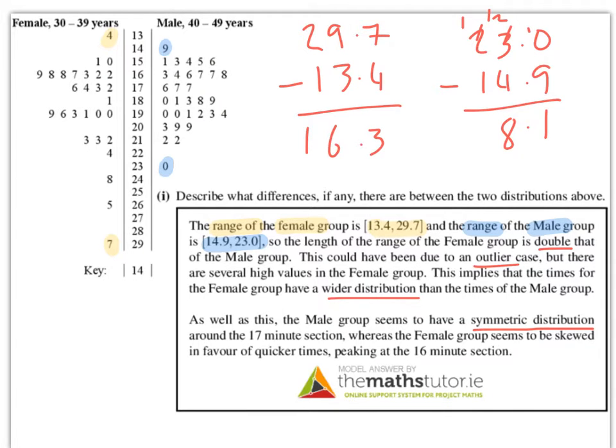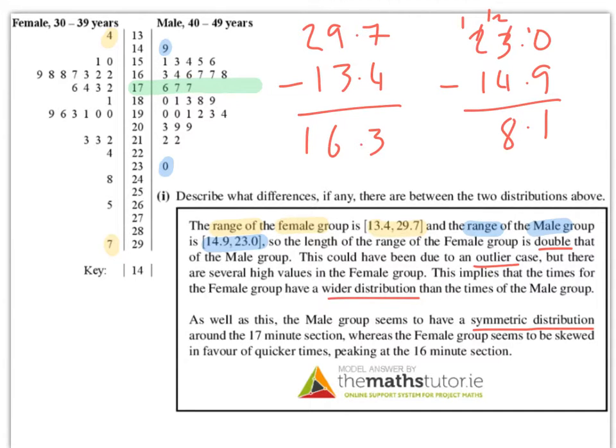As well as this, the male group seems to have a symmetric distribution around the 17-minute section. If we have a look at the males, at about 17 minutes, if we were to turn this sideways, we would see that this would be like a line of symmetry, or pretty much close to a line of symmetry. We have about the same number of values as on the other side of the green line. So this is quite symmetrical. So we would call this a symmetric distribution.